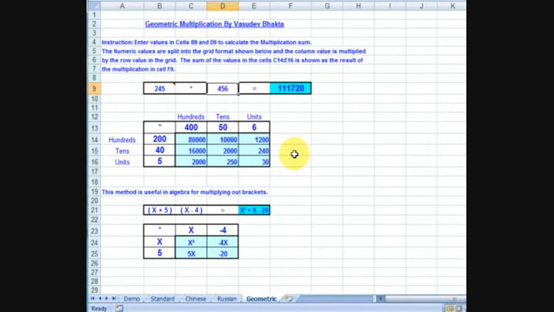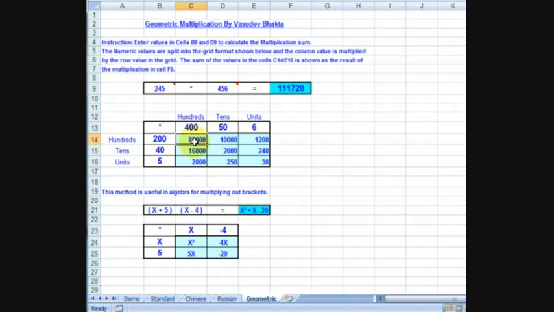245 multiplied by 456. What we have here is a grid format, and the first value 245 is represented on the left hand side of the grid vertically as 200, 40 and 5, and the second value 456 is represented at the top of the grid as 400, 50 and 6.